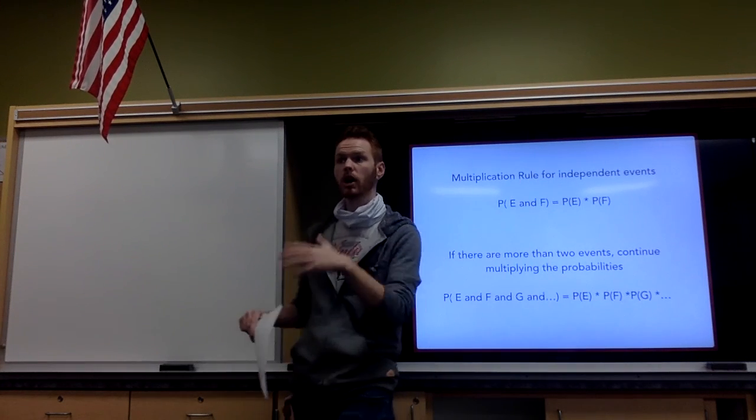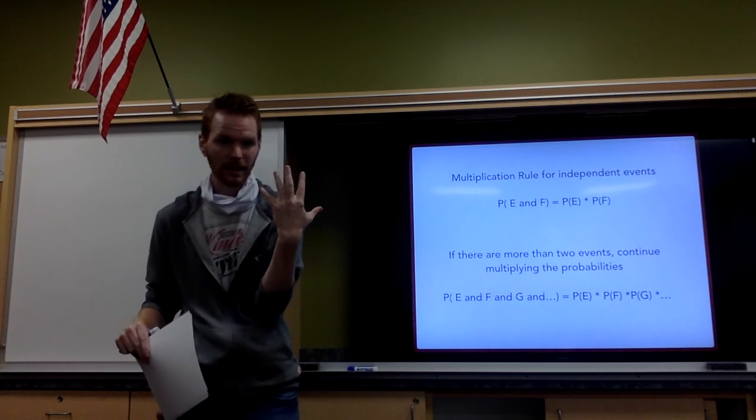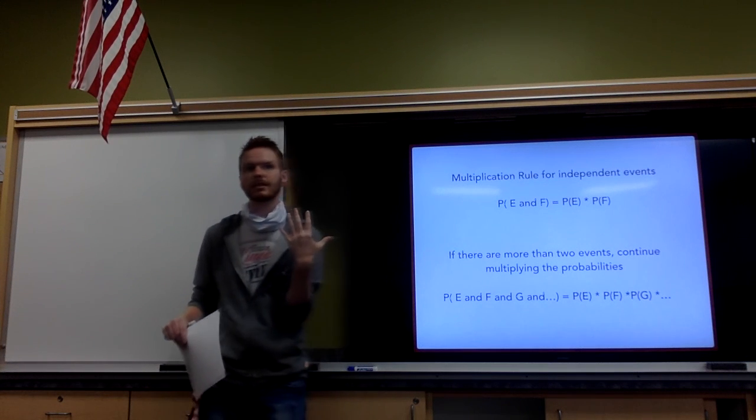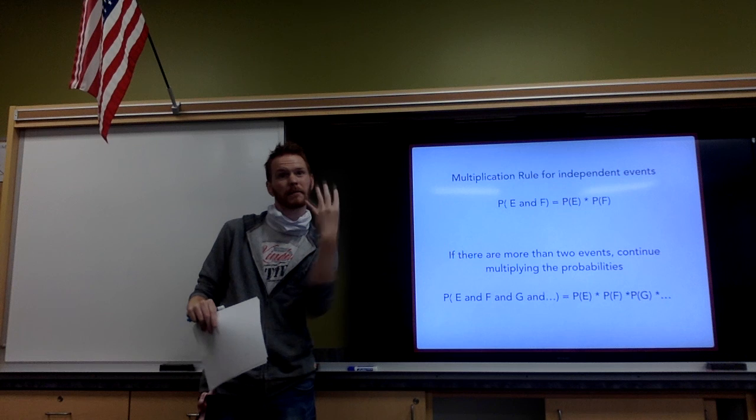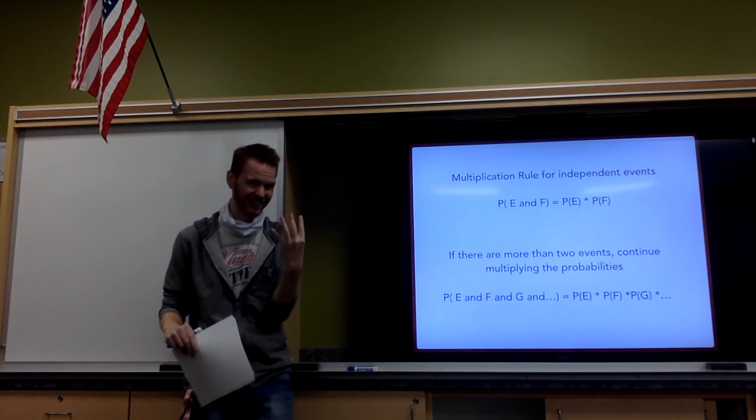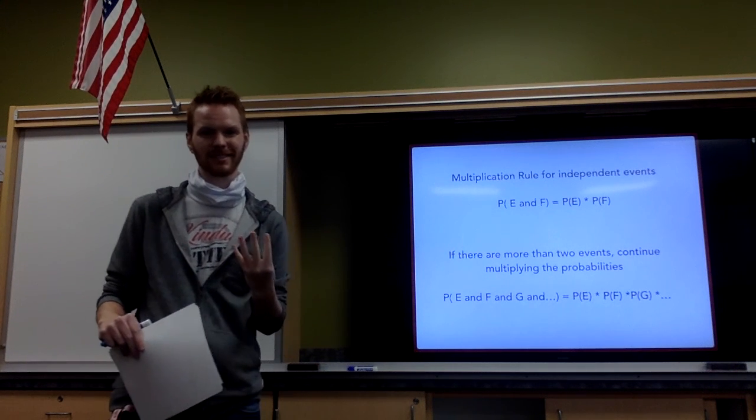If it's more than 2 events, then we just keep multiplying things. Let's say I draw 5 cards out of the deck, and I want them all to be, well, I'll tell you what, not 5. Make it 4. Let's say I draw 4 cards out of the deck, and I want them all to be aces.